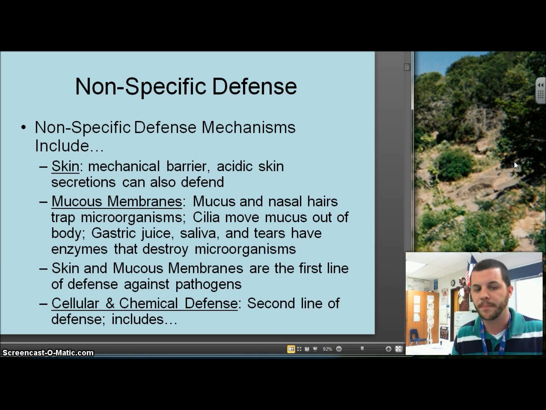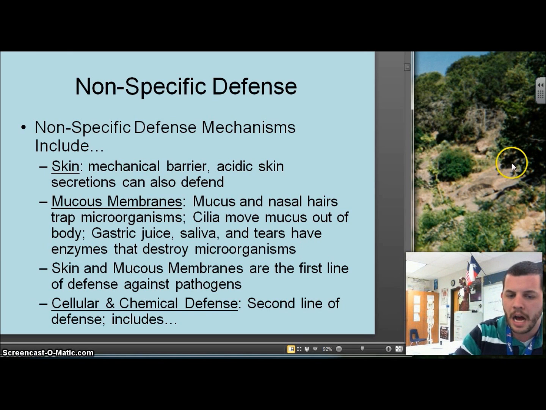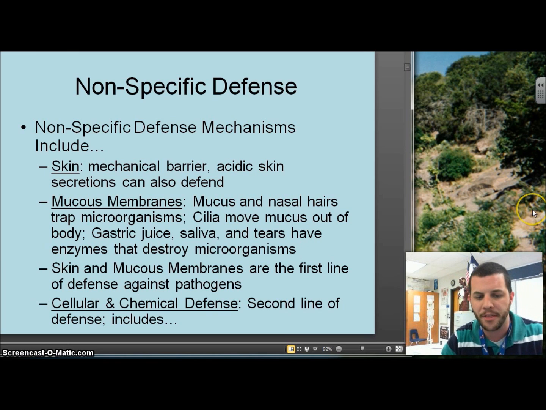entering our body. The skin's a mechanical barrier, meaning that it's actually like a physical barrier. It doesn't allow things in. And of course, the mucous membranes are going to trap these little pieces. They're going to trap pathogens and not let them out.